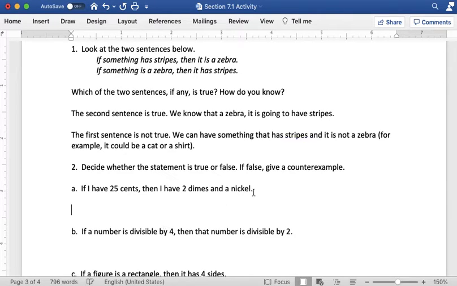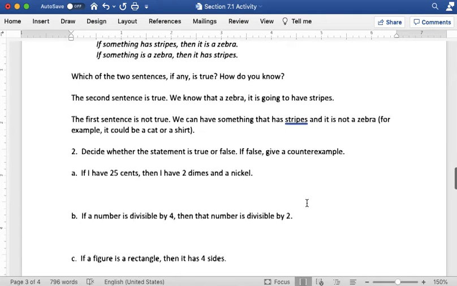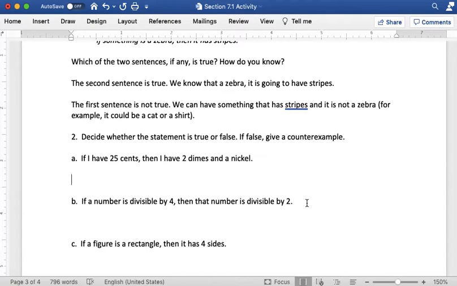So question A, if I have 25 cents, then I have 2 dimes and a nickel. So can I have 25 cents and have it be something other than 2 dimes and a nickel? Well, yes, I could have 2 dimes and 5 pennies, I could have 5 nickels, I could just have 1 quarter. There's lots of other ways that I could have 25 cents that are not 2 dimes and a nickel. So this one is false. And any of those examples would be a counterexample. So I could have, we'll use 5 nickels. So again, something where the first part of the statement is true, the condition is true, but the conclusion is not true.